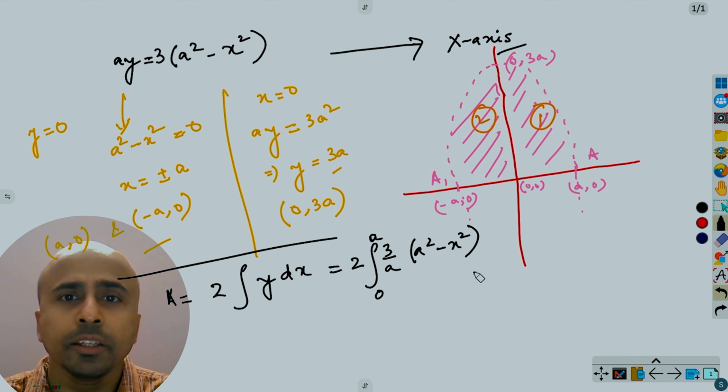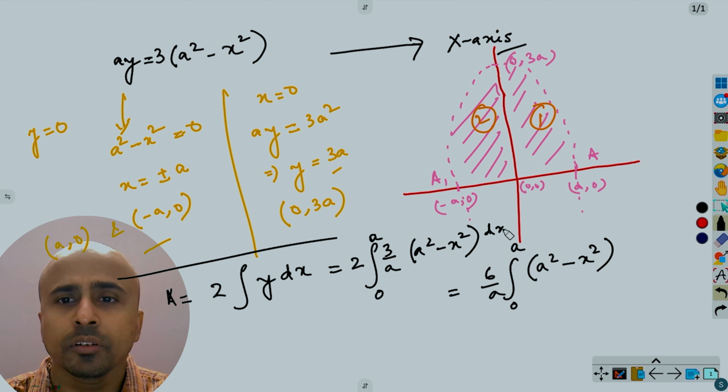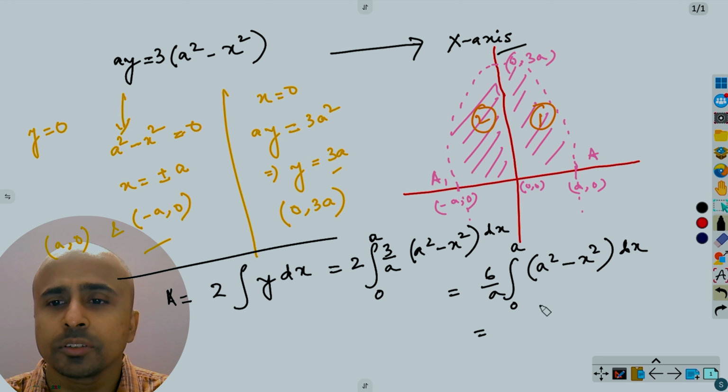So this is the total area: 6 by a, integral from 0 to a of (a square minus x square) dx. Now this is pretty straightforward. Now we just have to evaluate this integral.